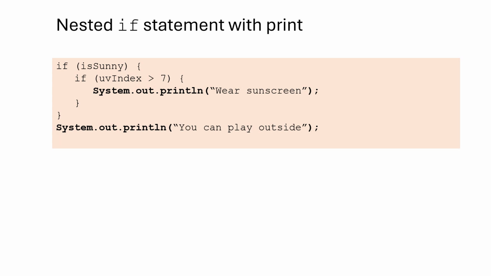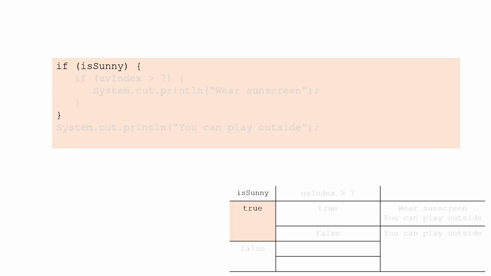Note that when we hit a return statement, the execution of the function would stop. But this is not the case for print statement. Let's take a look at this code's execution. Same as before, the program checks is Sunny is true or false. If it's true, then the code proceeds to the body of the if statement and it checks the second condition. If the second condition is also true, then the code proceeds to print wear sunscreen.